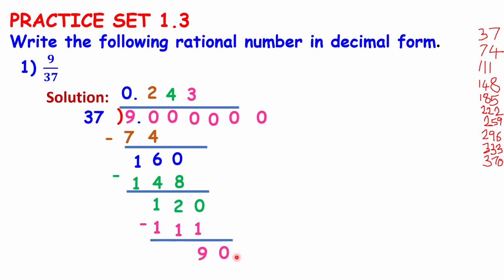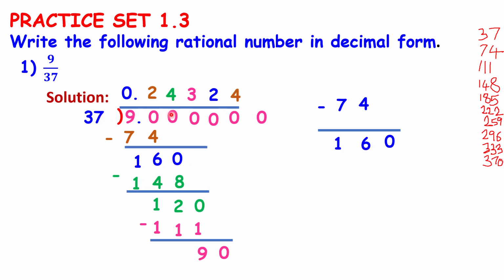It becomes 90. So the number less than 90 is 74; 37 twos are 74. So 90 minus 74: 0 minus 7 is not possible, so 10 minus 4 is 6 and 8 minus 7 is 1. Then write here 0. Find the number less than 160. Here it becomes 160. The number gets repeated here also: 160.